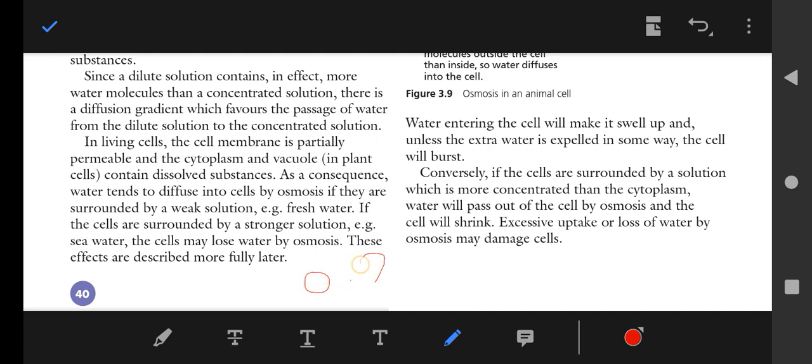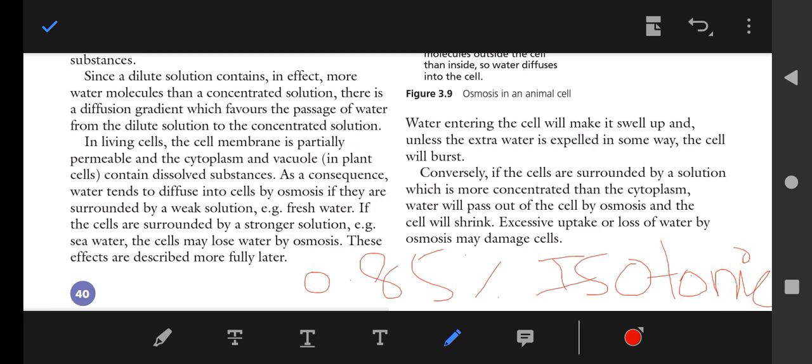So we can say if 0.85% salts are present inside the cell and in the environment outside the cell, the system will be called an isotonic system. Actually, the word iso means same and tonic means tonicity or salinity. So isotonic means the solution contains exactly the same amount of salts inside and outside the cell. So this is the isotonic system.